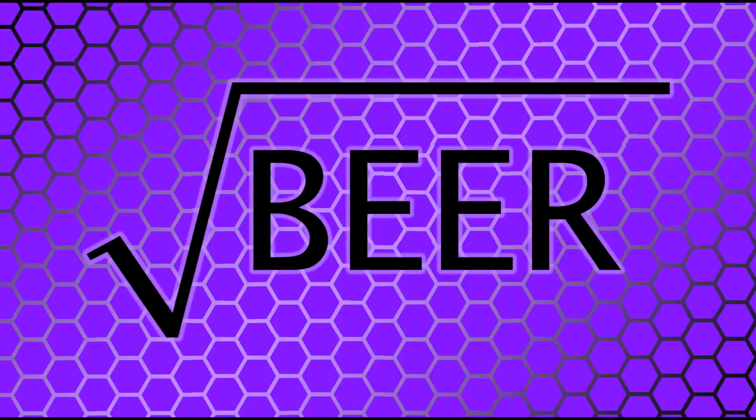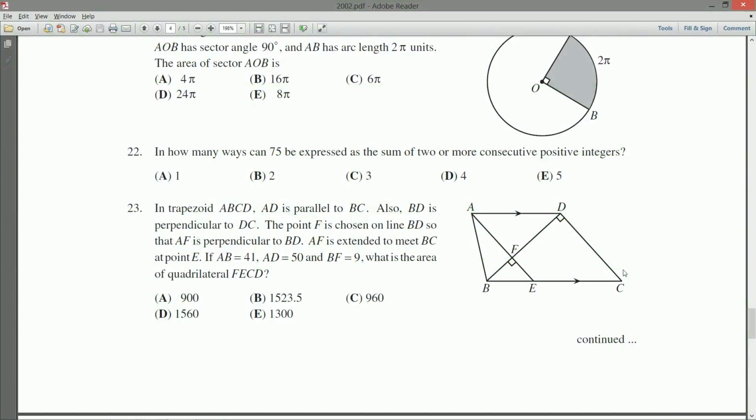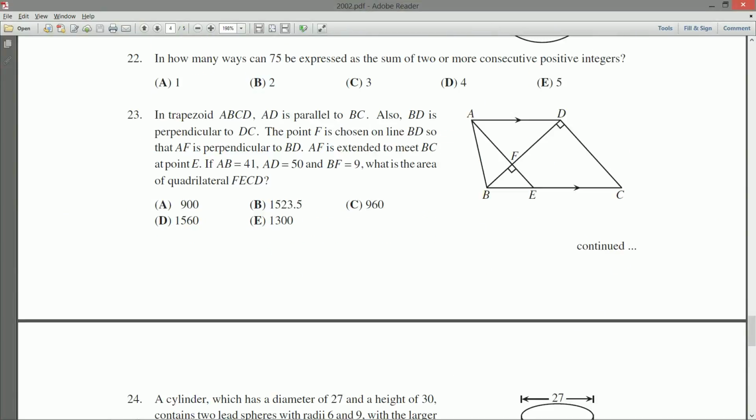Hello, ladies and gentlemen, and welcome back to question number 23 on the 2002 Cayley competition. In trapezoid ABCD, AD is parallel to BC. Also, BD is perpendicular to DC. The point F is chosen on the line BD so that AF is perpendicular to BD.